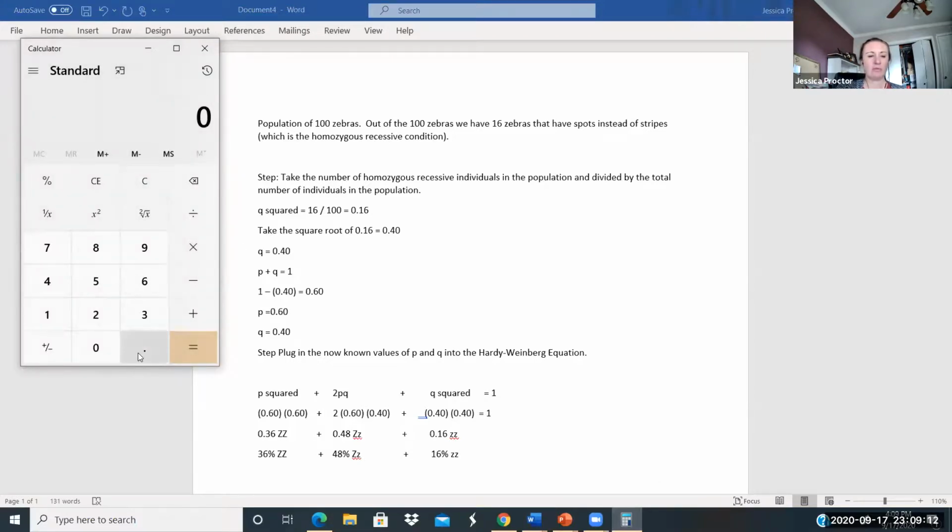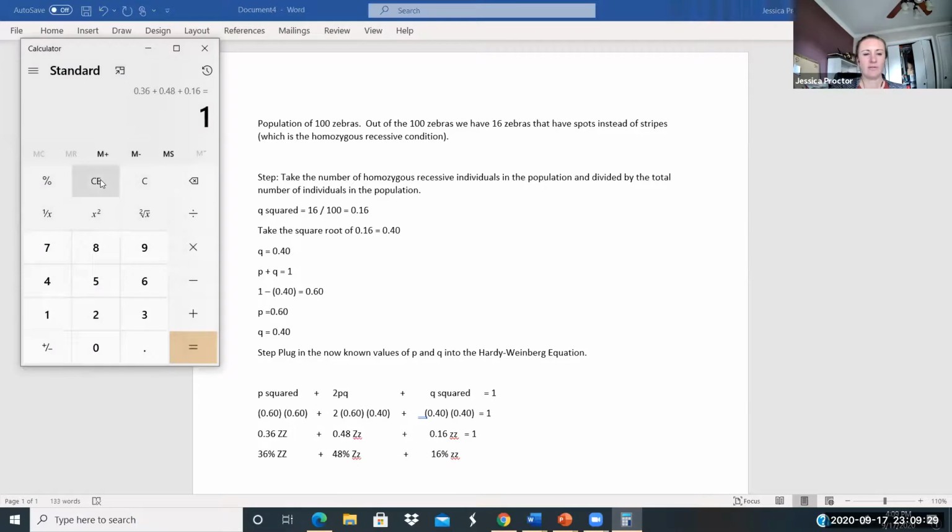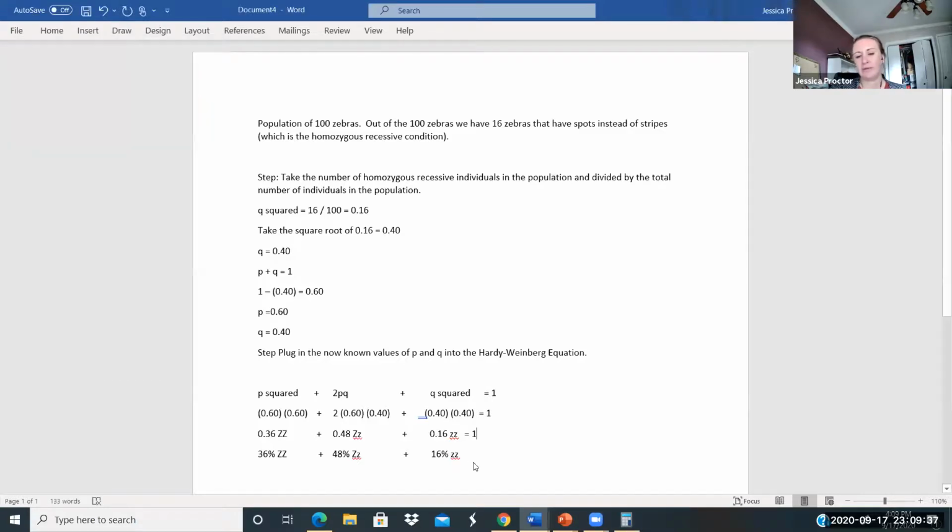Okay, and then we just want to check to make sure we get back to 1. So we take 0.36 plus 0.48 plus 0.16 gets us back to 1. Good news. Okay, and then percentages: 36% plus 48% plus 16% gets us back to 100%. So we know we did it right.